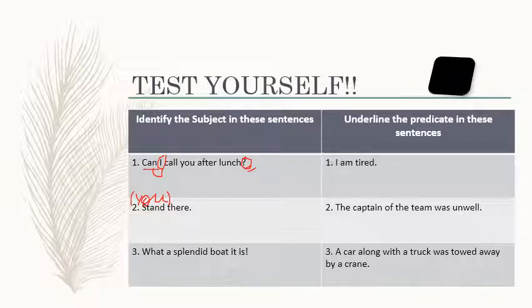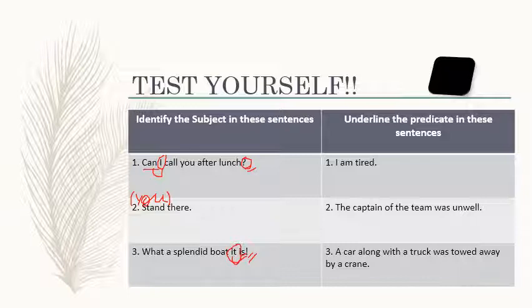Now number 3: What a splendid boat it is. So here again it is an exclamatory sentence. Why? Because at the end of this we can see there is an exclamation mark, and an exclamatory sentence shows a sudden desire or expression. We have just studied that in an exclamatory sentence, the subject comes just before the verb. So we have the verb here, is, and just before that we have the subject, that is it.